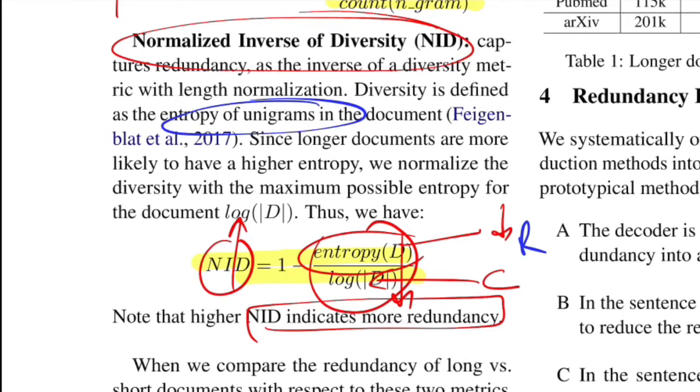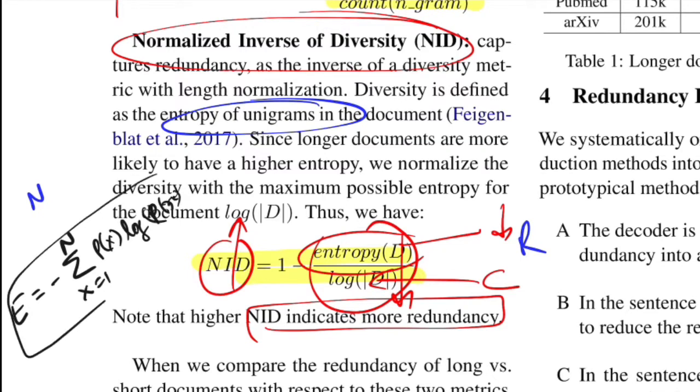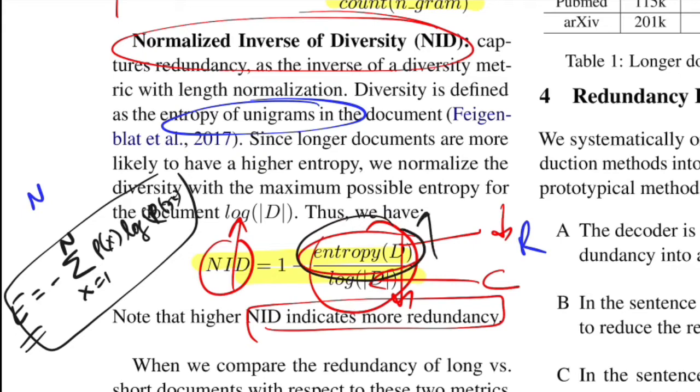Okay, so let's say there are n unigrams. So the entropy of the text is defined as minus summation from x equal to 1 to n, because you have n words, p of x log p of x. So this is the value that you calculate. So the more unique words you have, the higher the entropy. And since you have the numerator high, the entire value of NID would go down, which would indicate low redundancy. So yeah, that's the entire idea of how you calculate the NID metric.